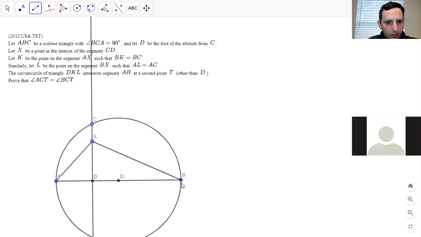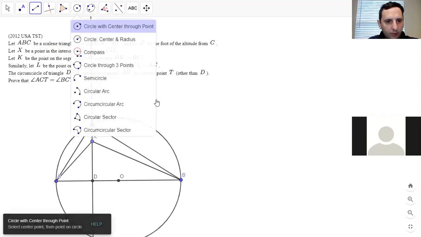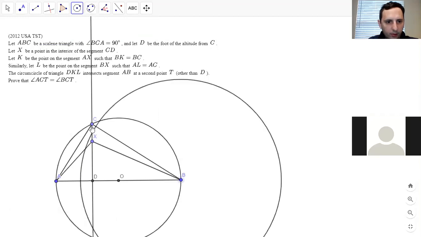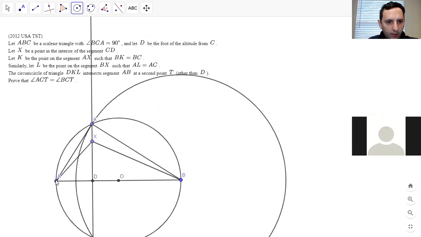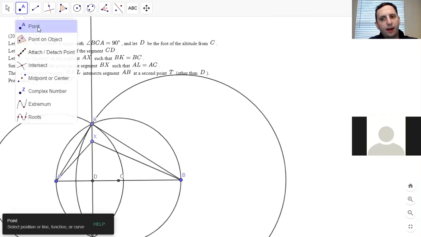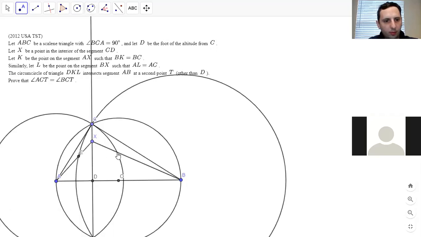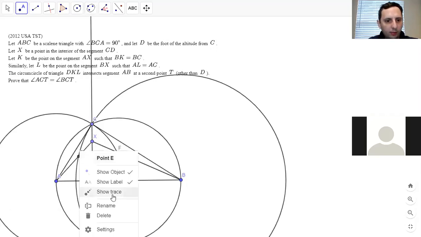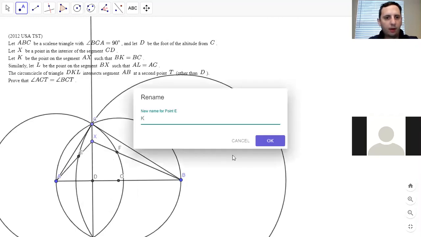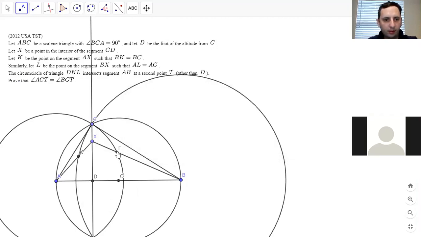Okay, so we have this right triangle, and we want BK equal to BC. This problem looks really familiar, actually. I think we might have looked at it really quickly, but not gotten to solving it. Actually, DAT, you might have said you saw this before, if I remember. So BK equals BC, and AL is equal to AC.